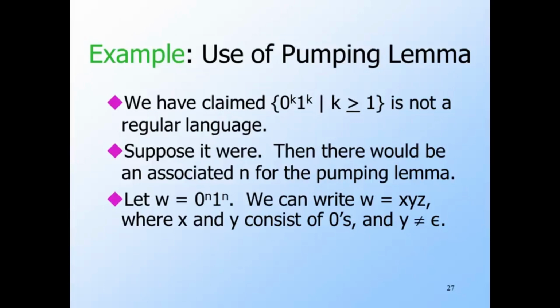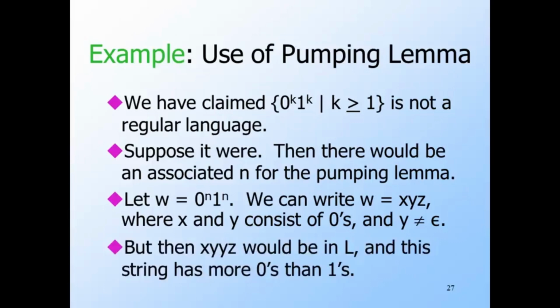But then the adversary gets to break w into xyz, and we don't know exactly how it is broken. But we know enough about xyz to show that there is some string, in particular the case i equals 2, that the pumping lemma says has to be in the language L. But obviously it isn't, because it has more zeros than ones. That is, we know that y, being part of the first n positions of w, can have only zeros. So two y's have more zeros than one y, and the number of ones, which are all contained within z, doesn't change.